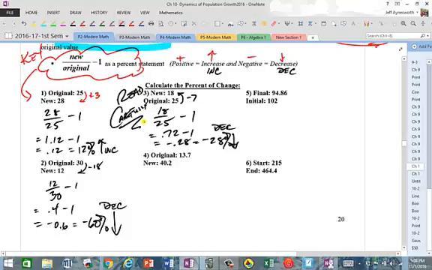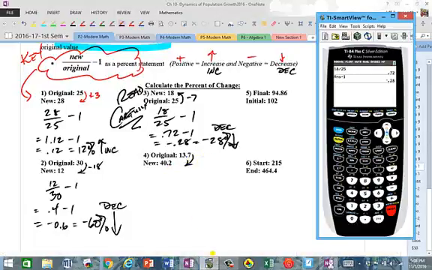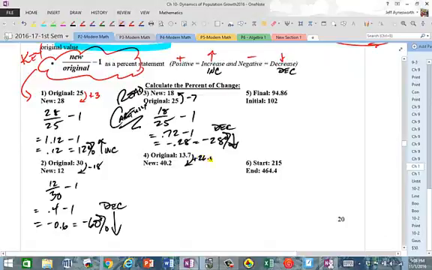Okay. Number 4. Okay, I'm going to read it carefully now. So the original value is 13.7. The new one's 40.2. So it's going up. But by how much, right? So 40.2 minus 13.7. That's 26.5. So it's going up by 26.5. But the question is, what percent is that? Represent from the original. So you take 40.2 divided by 13.7 minus 1.